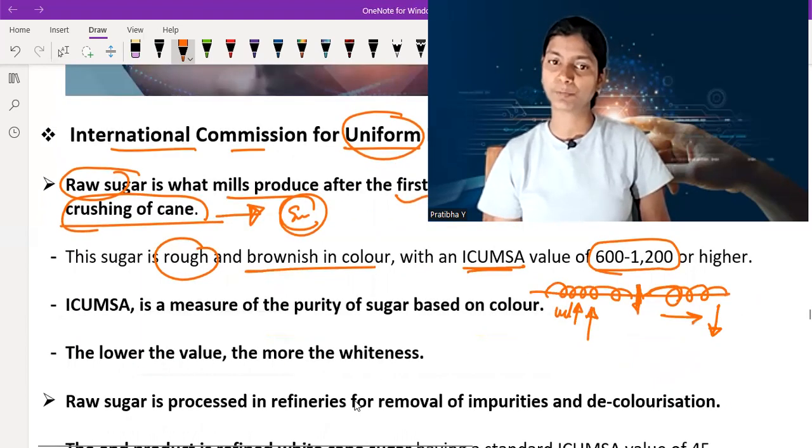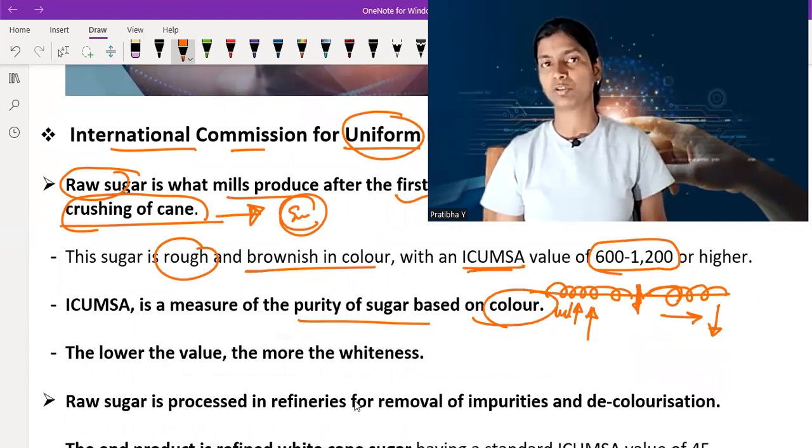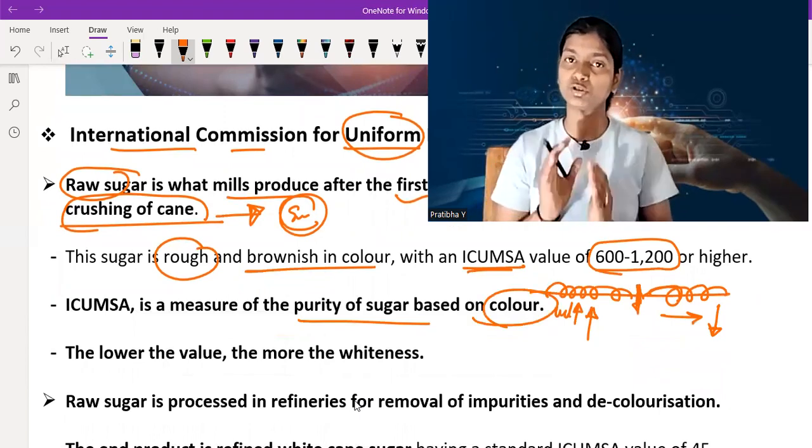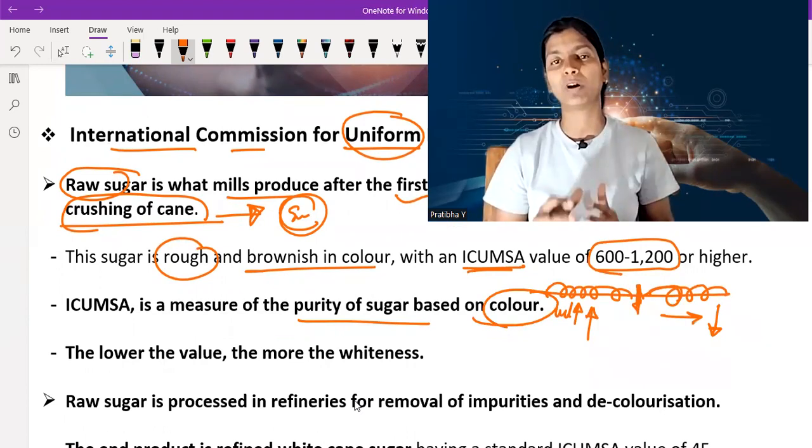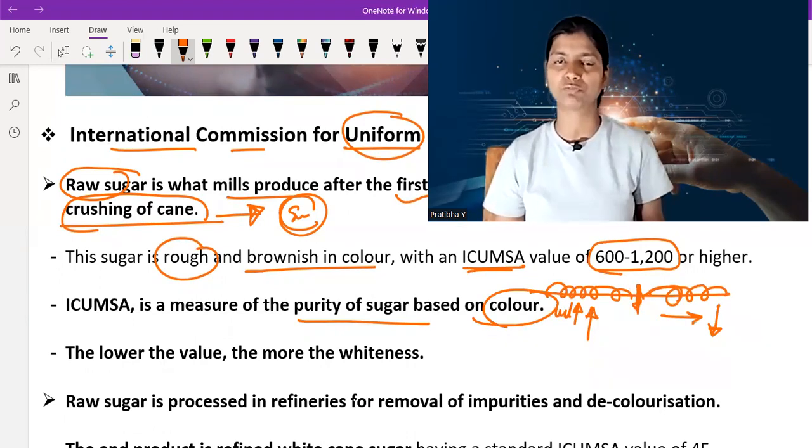ICUMSA is a measure of the purity of sugar based on their color. The lower the value, the more the whiteness. When the ICUMSA value is lower, the whiteness in the sugar is increasing. When the ICUMSA value is higher, the whiteness of the sugar is reducing.